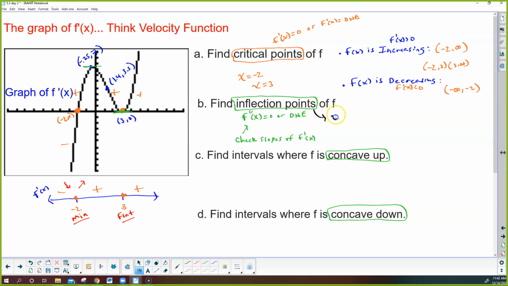So we have an inflection point at negative 0.25 and x equals 3. And the reason why is because our second derivative is 0, or the slope of f prime has horizontal tangents there.